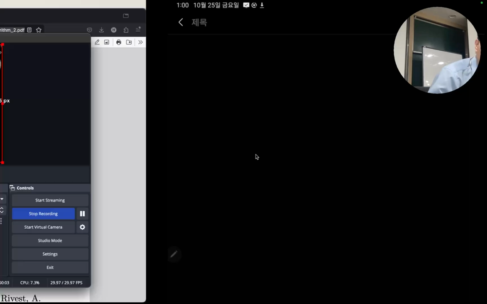Okay, can we start? Okay, let's start with continuous fraction.